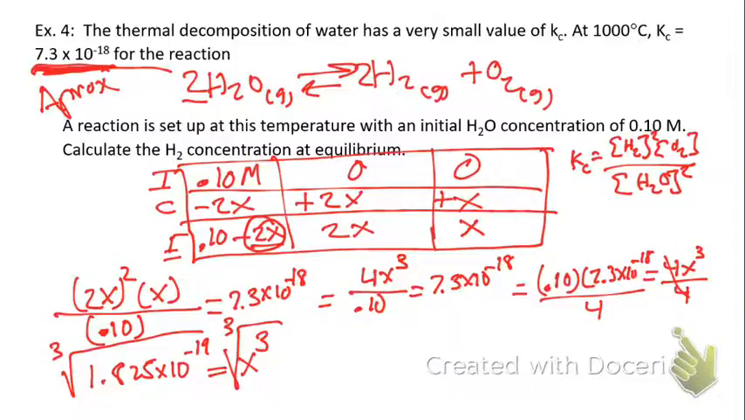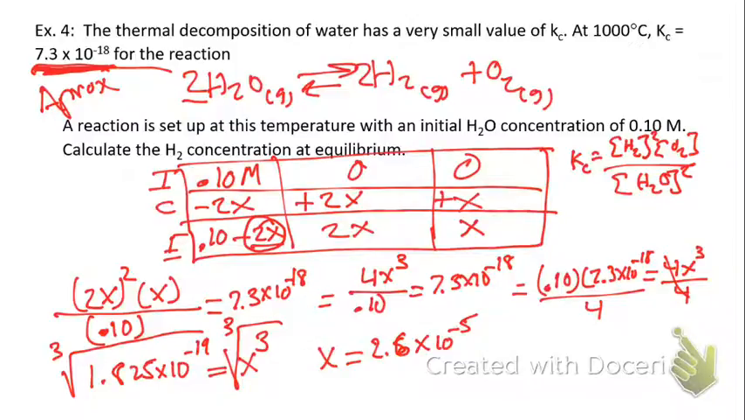Take the cube root, and hopefully you can do that on your calculator. If you don't know how to take the cube root on your calculator, look up the directions to do so. Each calculator will be a little different, but it should give us an x value of 2.6 times 10 to the minus 5. So our x value we have now solved for.